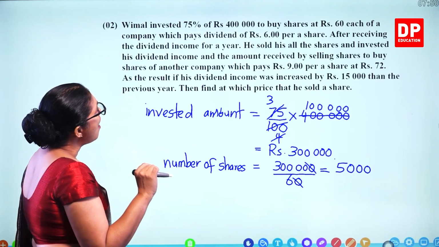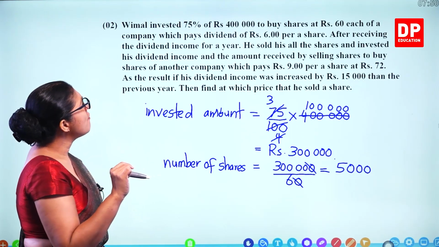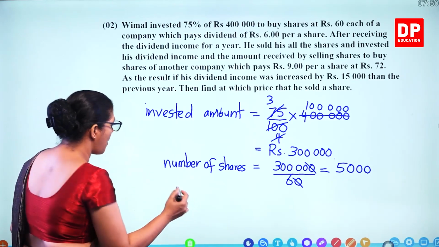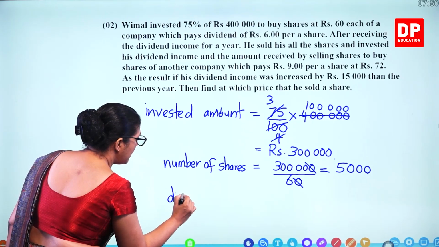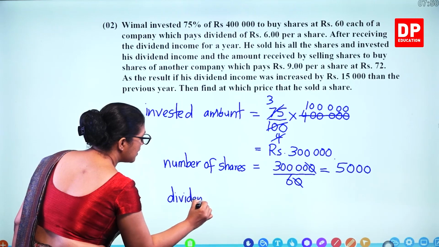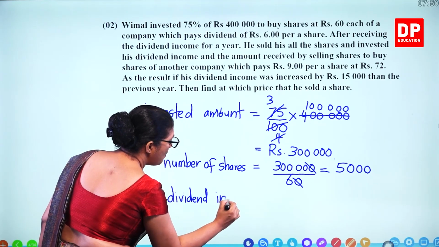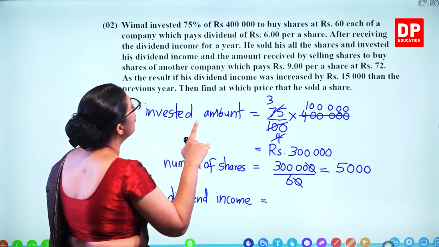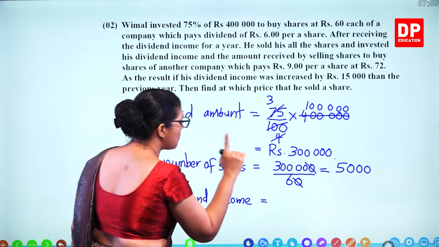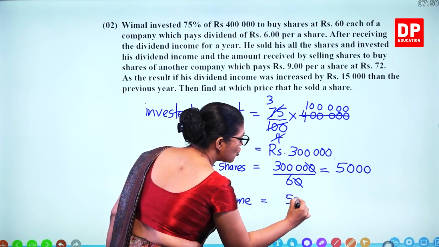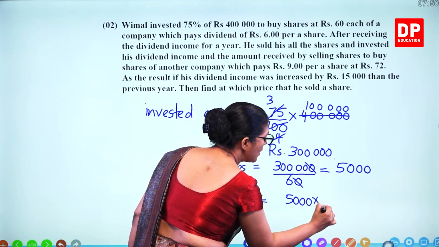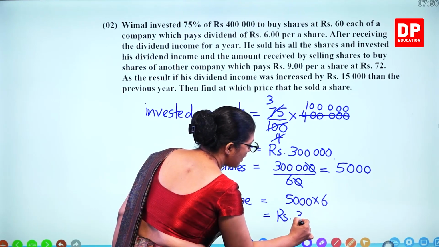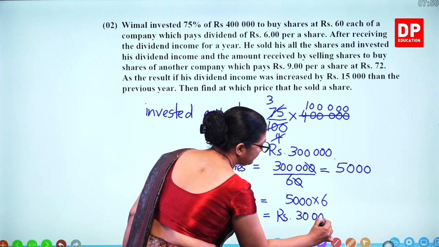Then after receiving the dividend income for a year, now we can find out the dividend income. Dividend income is equal to, what's the value? 6 rupees per share. So 5,000 shares are there, each with 6 rupees, you get 30,000 rupees.